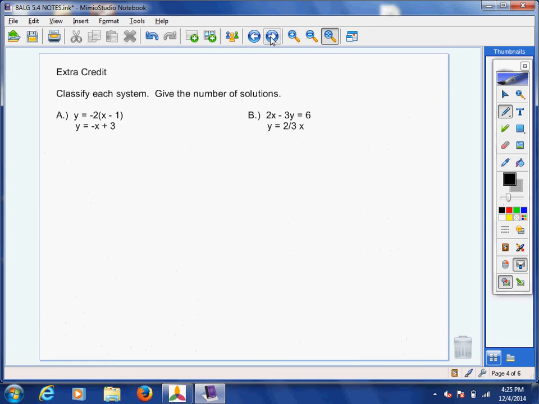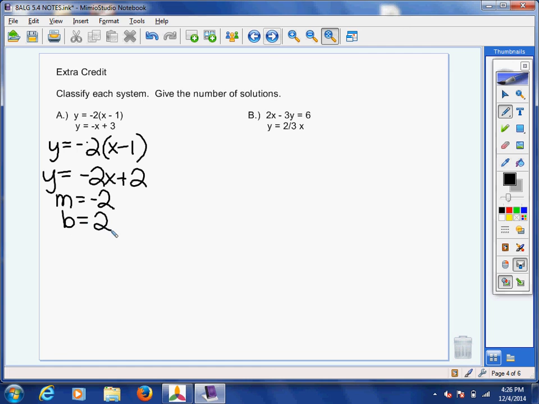So flip to the next page, and I've got some extra credit here for you. We're going to classify each system. I'm going to get you started, and I'm going to help you set this up. The first equation's not quite in slope-intercept form. You need to distribute. So we've got -2x plus 2. So that means your slope is -2. Y-intercept is +2. And then for the second one, this one's very clear. Y is equal to -x plus 3. You've got slope is -1 and y-intercept is 3.